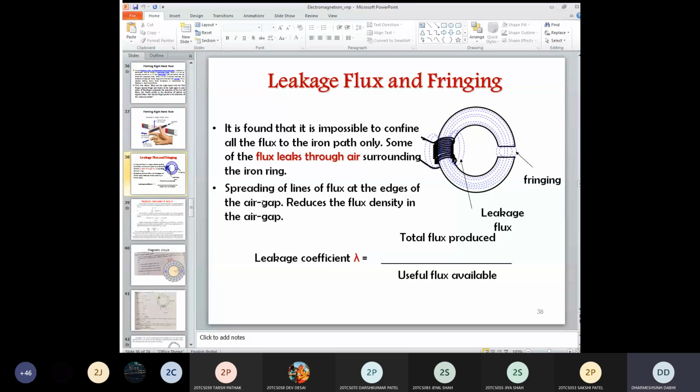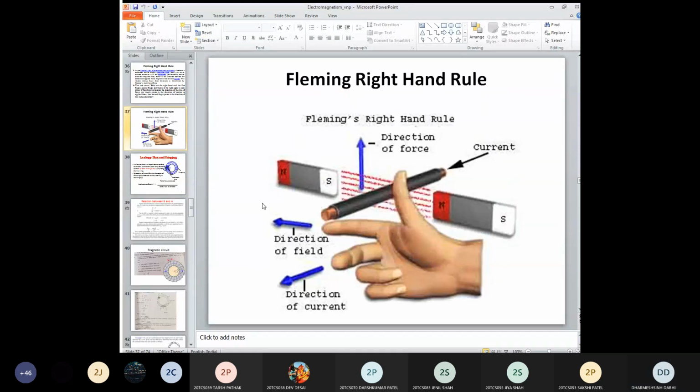Can anyone give the answer? What is the leakage flux?